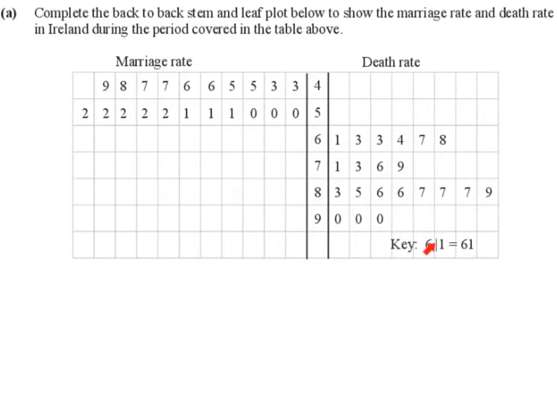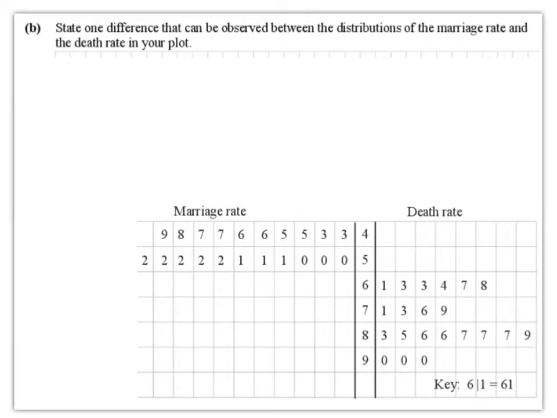And don't forget to include a key. You can pick whatever key you want. So this 6-1 can be taken from here, so 6-1, and it represents 61. But you can pick whatever numbers you want, but do include a key because that will be worth a full mark.